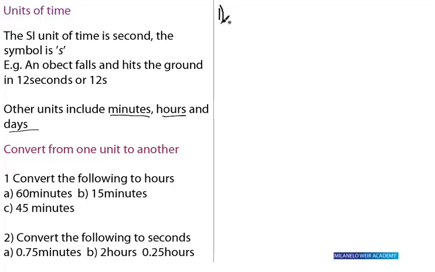Let's start with 1A. We are to convert 60 minutes to hours, right? Where do we start? We start by writing the ratio, minutes to hours. How many minutes are there in 1 hour? 60. So that means it's just 1 hour. 1 hour is the answer.